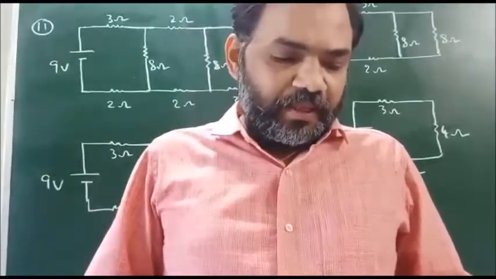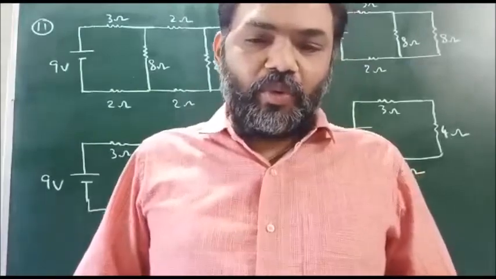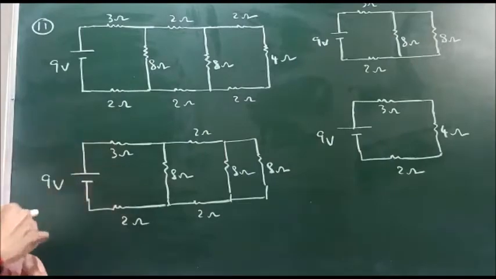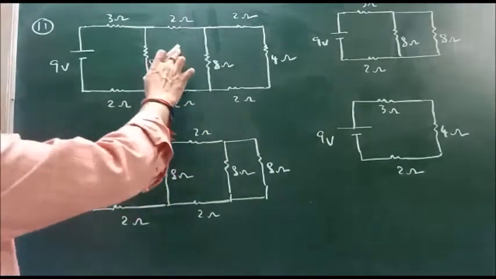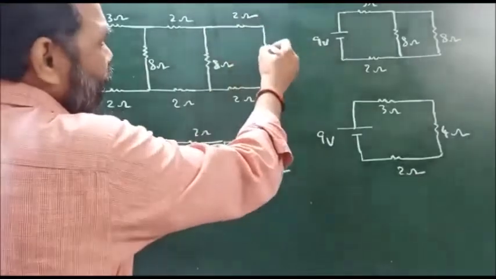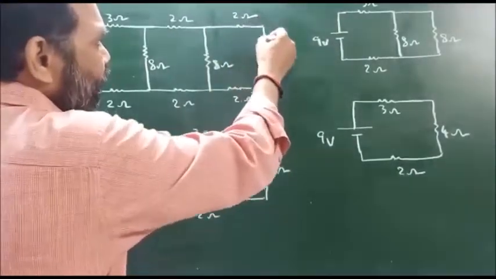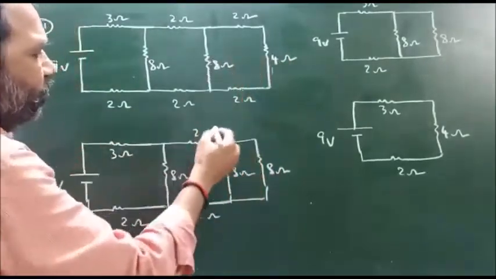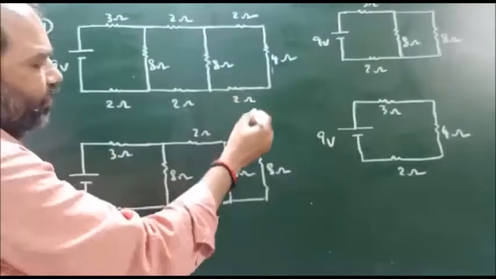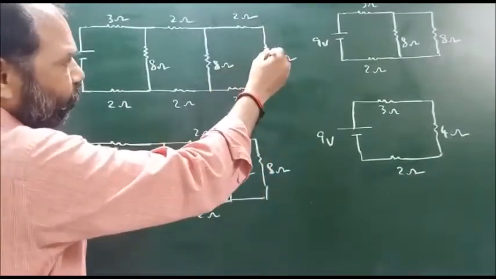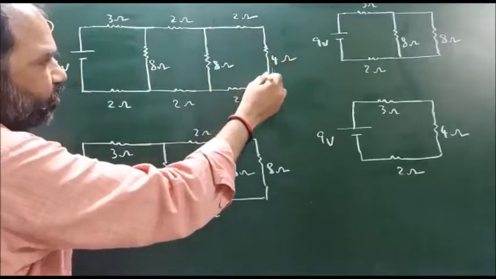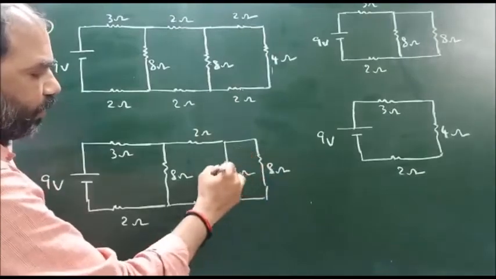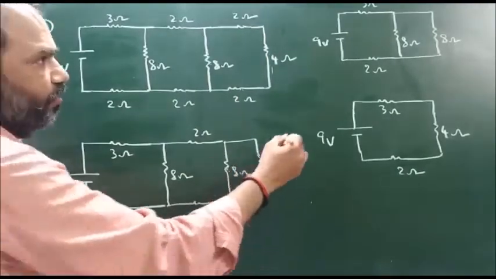Question number 11. In the circuit shown in the figure, the current through... The given circuit is nothing but this one. Here, if we observe, the 2 ohm, 4 ohm and 2 ohm are present in series combination. The total series combination value is 8 ohms, and this 8 ohms is parallel to this one. That's why by redrawing this circuit we can get this. These two are present in parallel. The effective resistance of this 8 and 8 is nothing but 4 ohms.